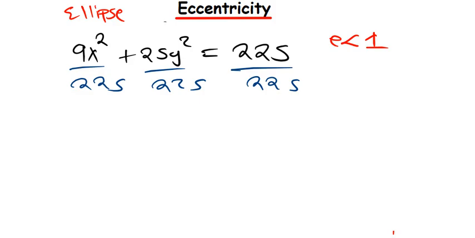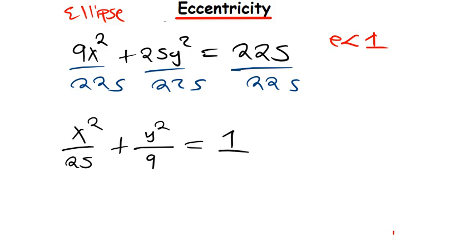So 9 into 225 is how many times? 25. So x squared over 25. And 25 into 225 is 9 times. So y squared over 9, and then that is just equal to 1. So we have our basic form for the ellipse.